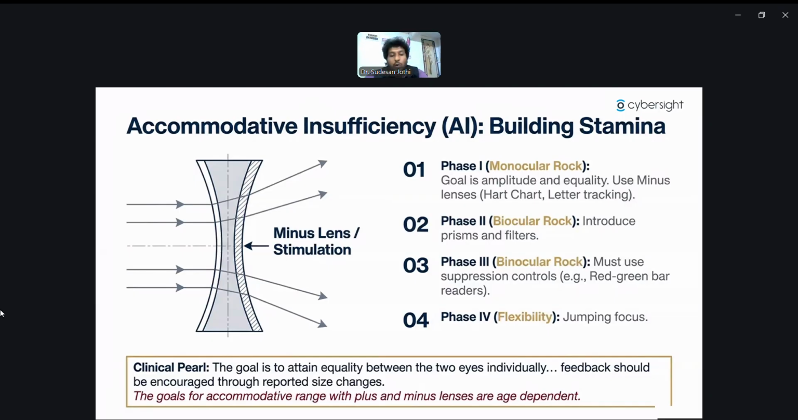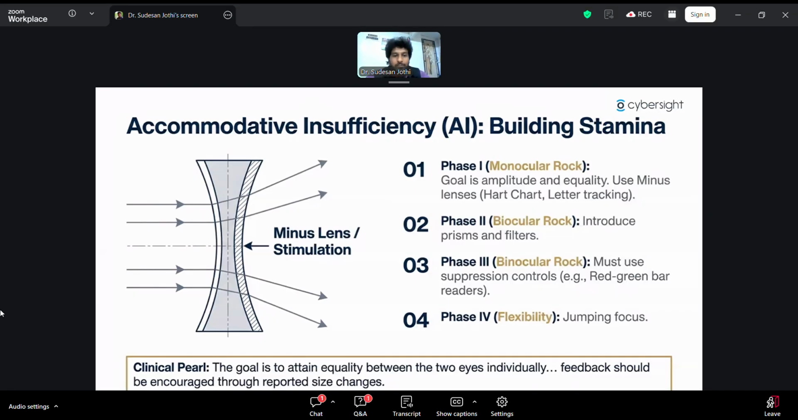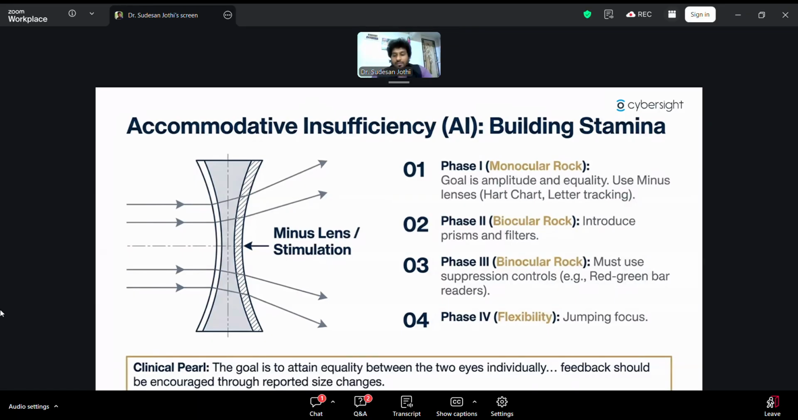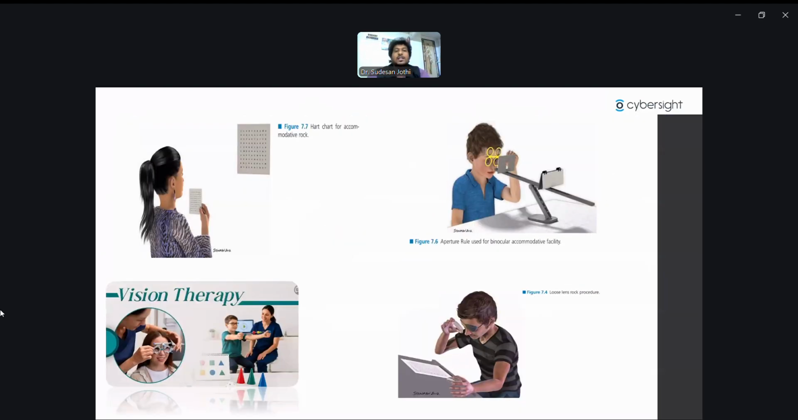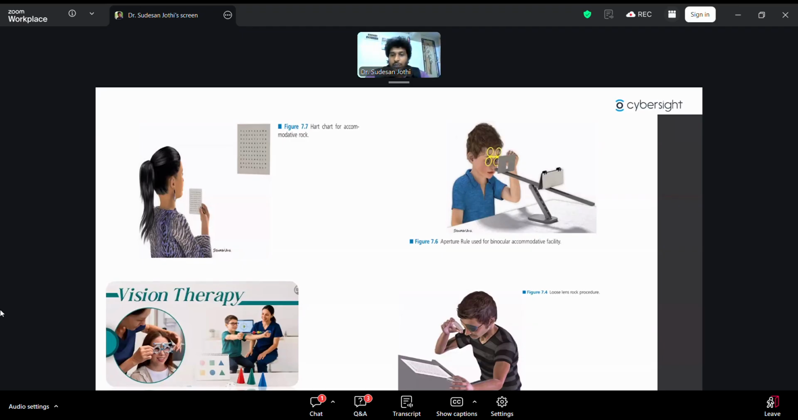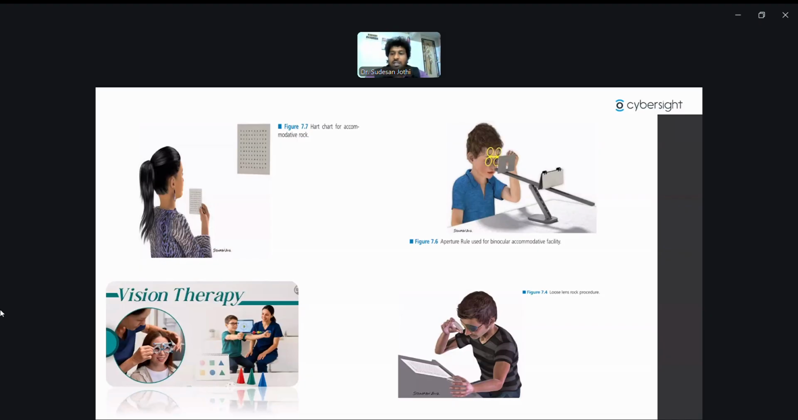The goal for the accommodative range, you can see in the slide, with plus and minus lens, is always dependent on the age. And finally, we train the accommodative flexibility with rapid near and distance focusing, helping a patient achieve comfortable and efficient vision in their daily life. And these are the pictures of a rod chart for accommodative rock. You can see the aperture rule, the figure 7.6, and you can see the loose lens rock in figure 7.4.